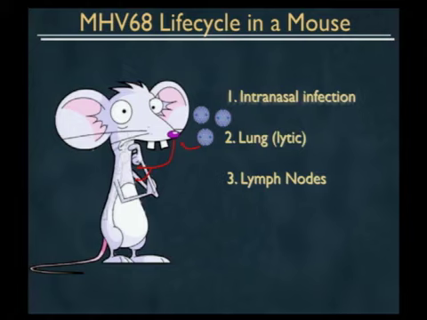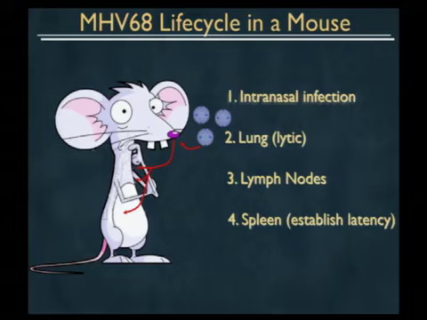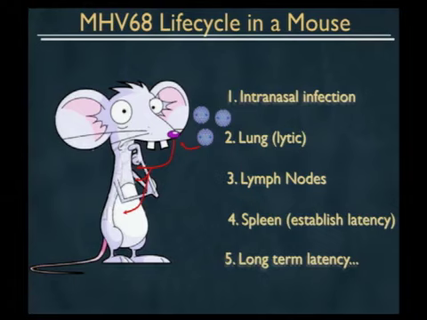From the lung, the virus then traffics to the lymph nodes, and then subsequently to the spleen, where it establishes latency, probably in germinal center B cells, and then eventually will basically persist for the lifetime of the host. Similar to how anybody gets infected with a herpes virus, you're basically never going to clear it.